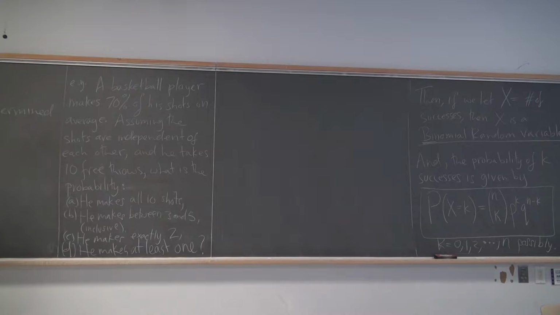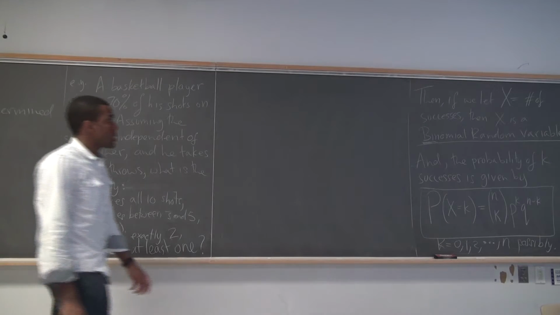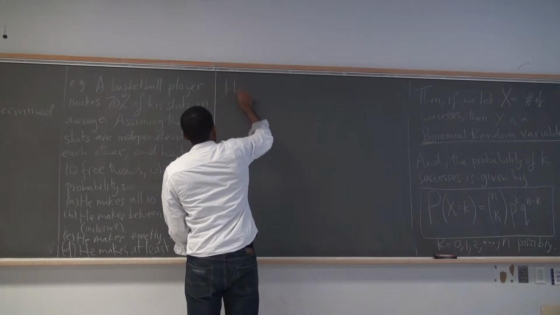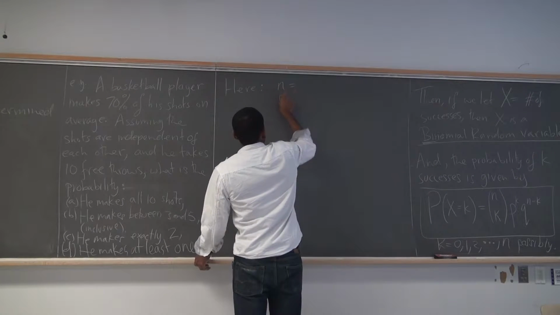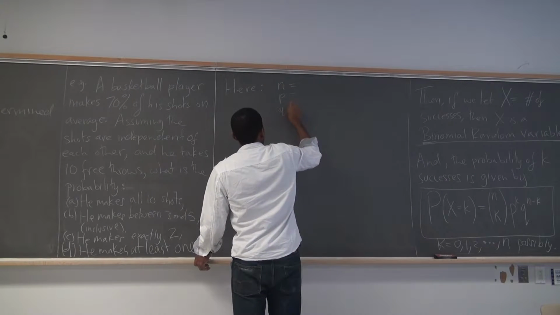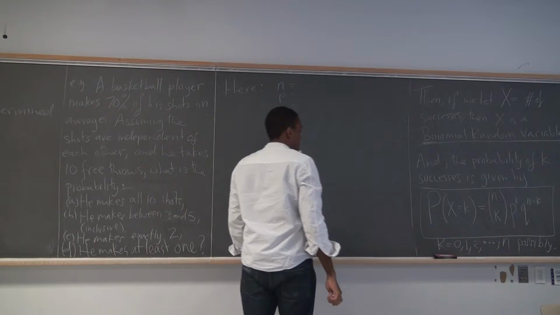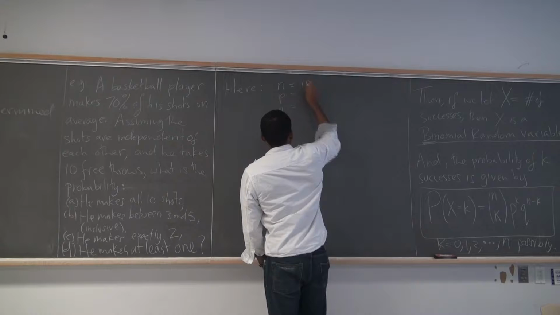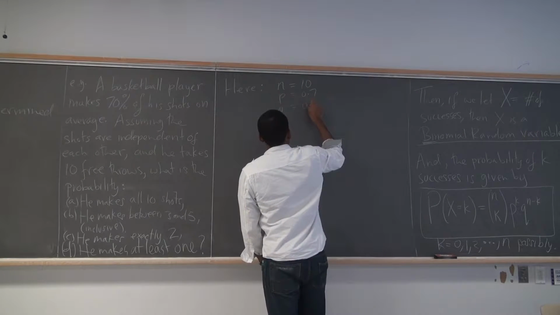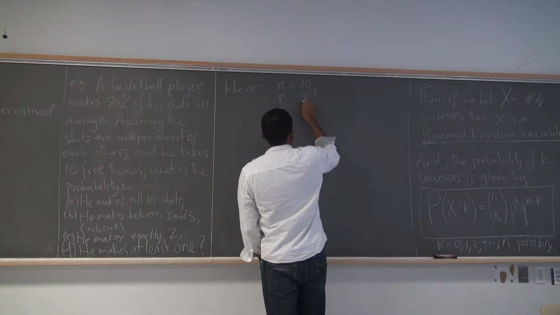So let's actually go through this problem. Here, first, let's identify our variables. What is n? What is p? What is q? N is 10, p is 0.7, and q is 0.3, right? Which is 1 minus 0.7. It's the opposite.